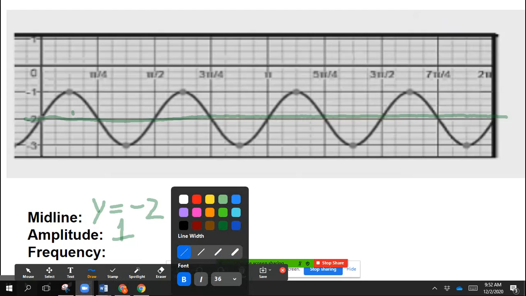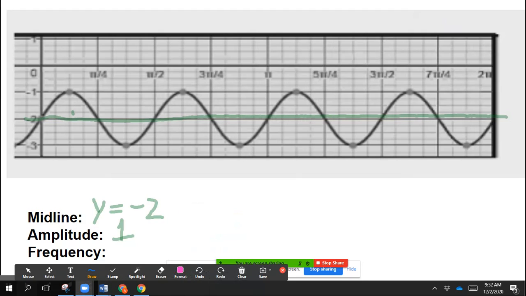So I'm going to go with pink and watch the pattern. So midline, max, midline, min, midline. That's one pattern. Midline, max, midline, min, midline. That's 2. And I'm only at pi. Max, midline, min, midline. That's 3. And then midline, max, midline, min, midline. That's 4. So the frequency would be 4.